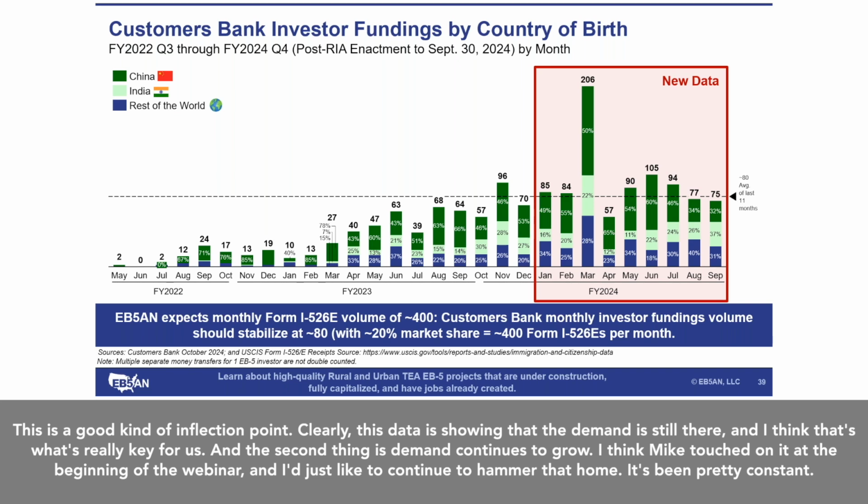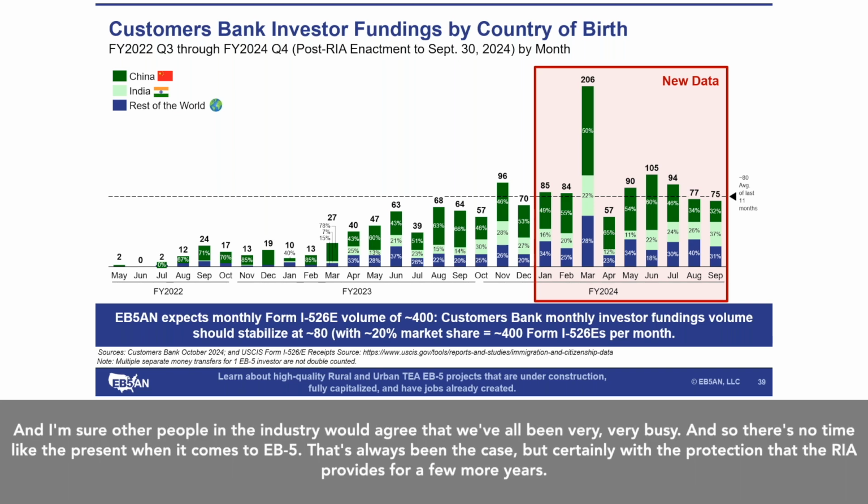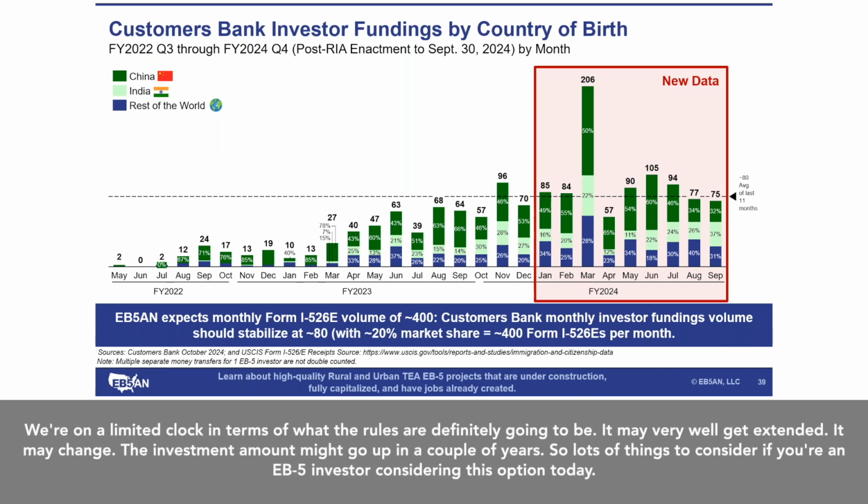And that's the second thing: demand continues to grow, right? I think Mike touched on it at the beginning of the webinar, and I'd like to continue to hammer that home. It's been pretty constant, and I'm sure other people in the industry would agree that we've all been very, very busy. So there's no time like the present when it comes to EB5. That's always been the case, but certainly with the protection that the RIA provides for a few more years, we're on a limited clock in terms of what the rules are going to be. It may very well get extended. It may change. The investment amount might go up in a couple of years. So there are lots of things to consider if you're an EB5 investor considering this option today.